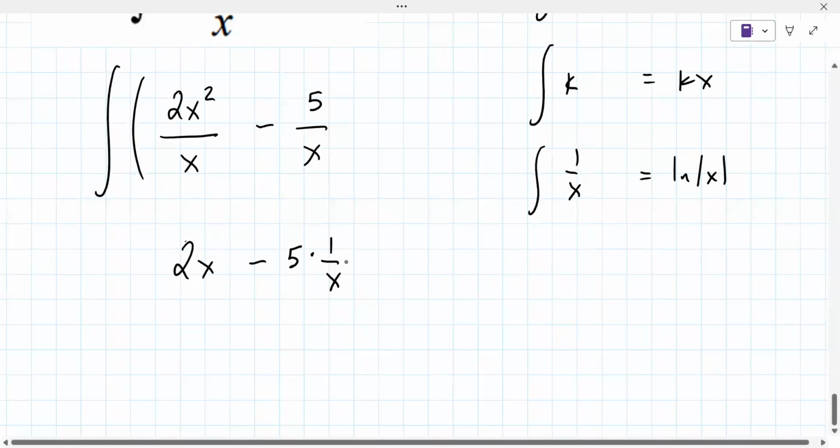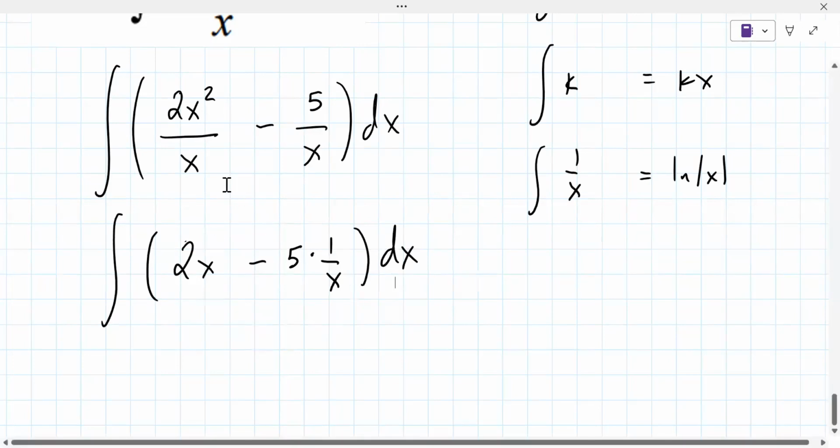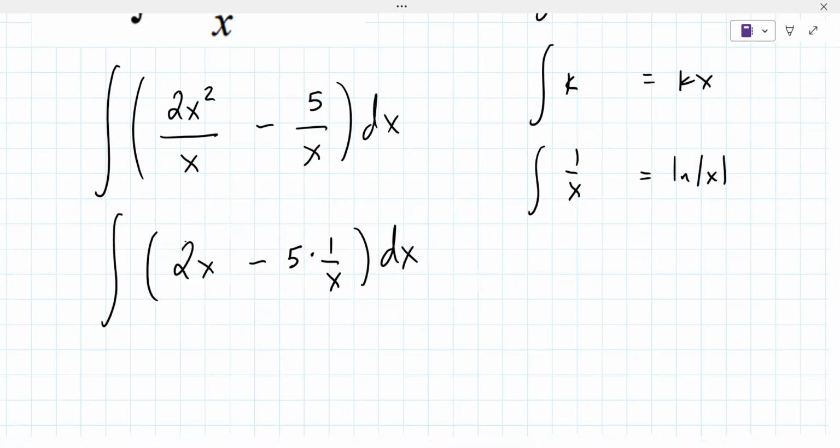And I got lazy here. You're supposed to write the integral similarly. You're supposed to write the dx. But do it for your teacher. Right. So why don't you give this one a try and see if you can find the antiderivative of that.